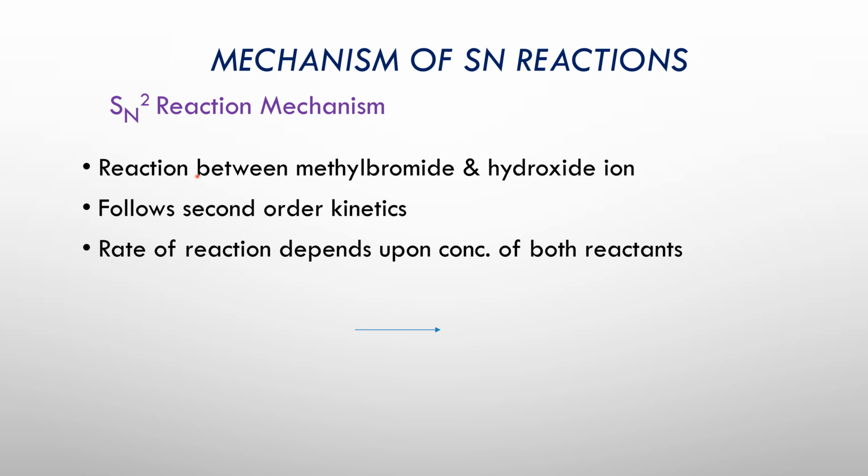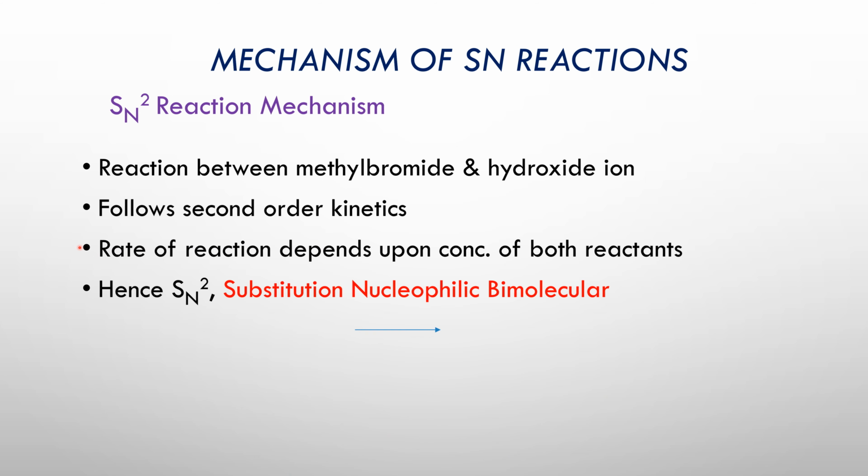Why is this bimolecular or second order? Because the rate of this reaction depends upon the concentrations of both reactants. Now the reactants in this reaction are methyl bromide and hydroxide ion. So the rate of this reaction depends upon the concentration of both of these reactants, and therefore it is a second order reaction. It follows second order kinetics. Therefore it is called SN2 mechanism, substitution nucleophilic bimolecular mechanism.